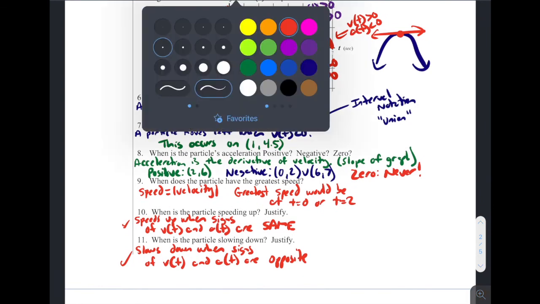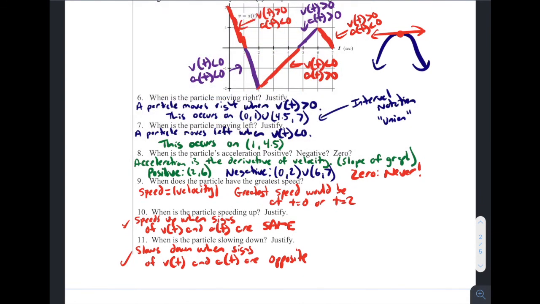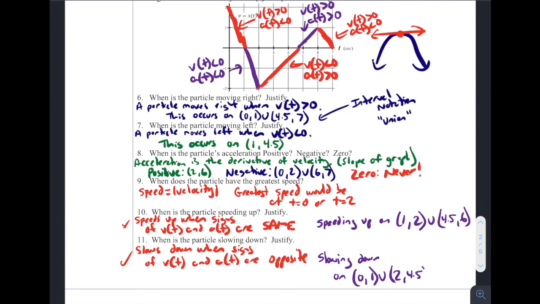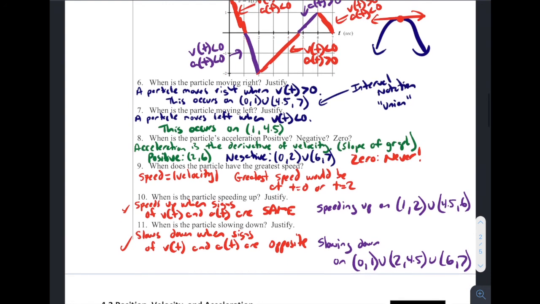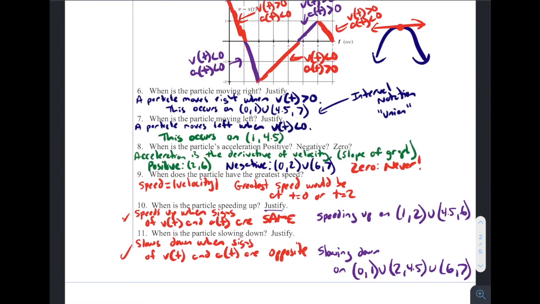So if I'm going to put my answer here, we would say that this is speeding up on, looks like it's from t equals 1 to t equals 2, and from, what do we say, like 4.5 to 6. And then we would say that this is slowing down where those signs are opposite. That looks like this is going from 0 to 1, and from 2 to 4.5, and from 6 to 7. So that would be where that occurs. So we've hit the justification already for both of those, which means we are finished with these problems.